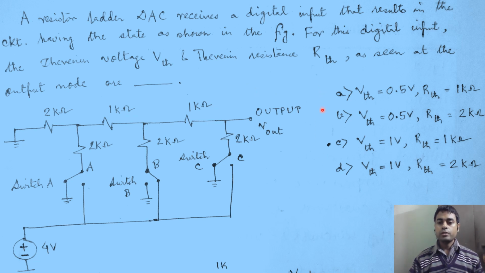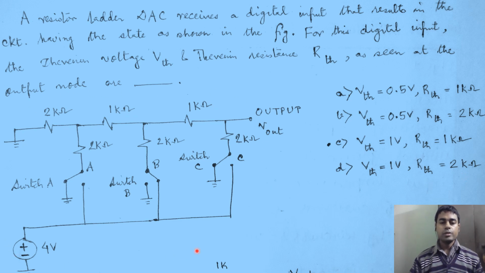This is an MCQ type question. So VTH is equal to 0.5 volt and RTH is 1 kilo ohm. Second option is 0.5 volt and 2 kilo ohm. Third option is 1 volt and 1 kilo ohm. And fourth option is 1 volt and 2 kilo ohms.